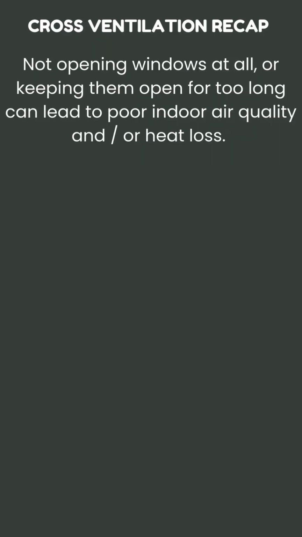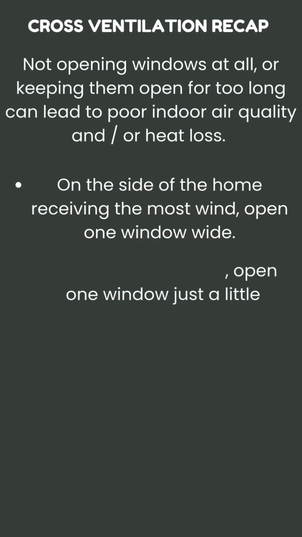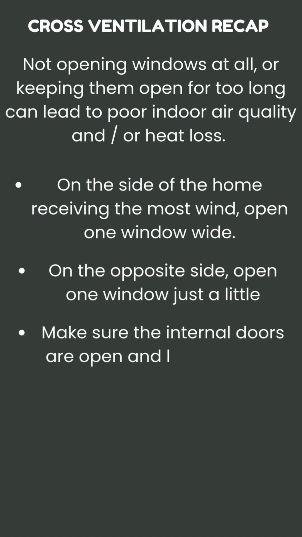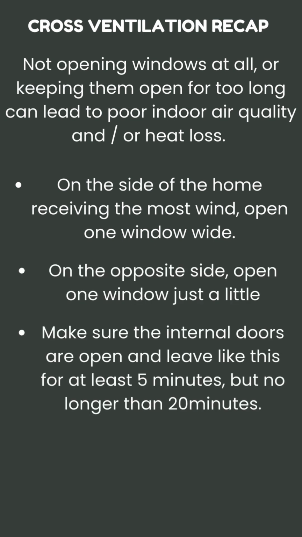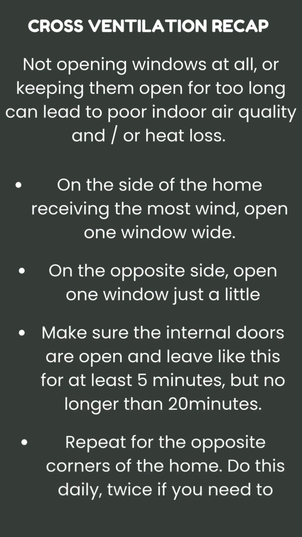So here's your recap. Not opening windows at all or keeping them open for too long can lead to poor indoor air quality and/or heat loss. Firstly, on the side of the home receiving the most wind, open the window wide. On the opposite side of the home, open one window just a little. Make sure internal doors are open and leave like this for at least 5 minutes, but no longer than 20 minutes. Repeat this for the opposite corners of the home and do this daily, ideally first thing in the morning, but twice if you need to.